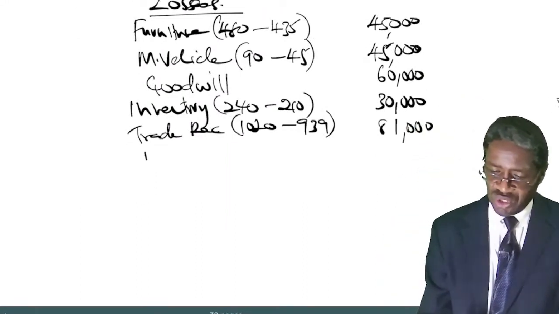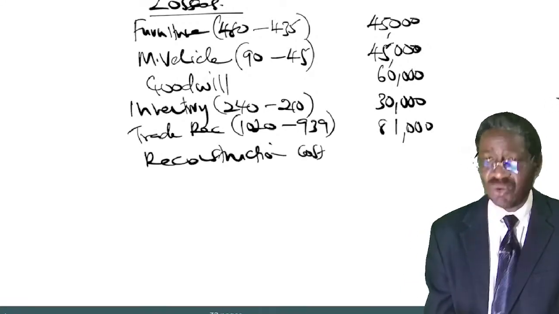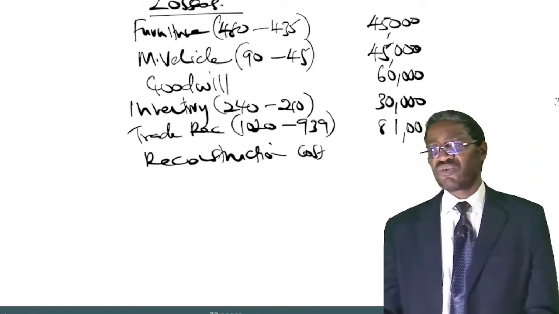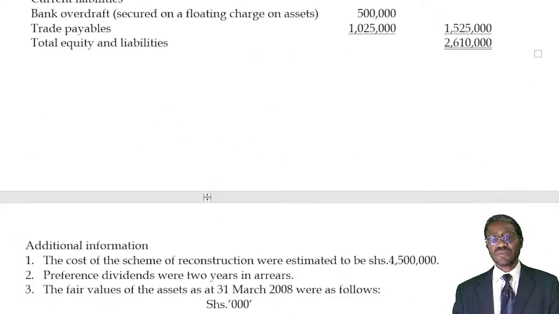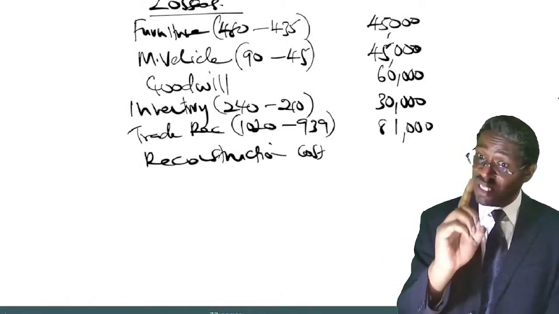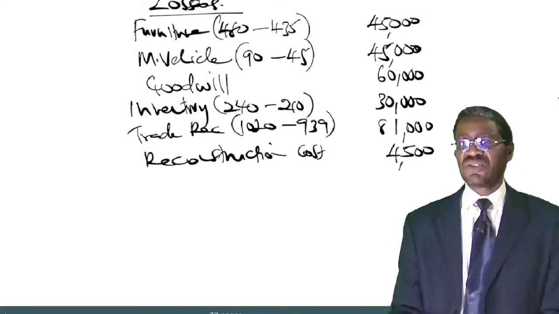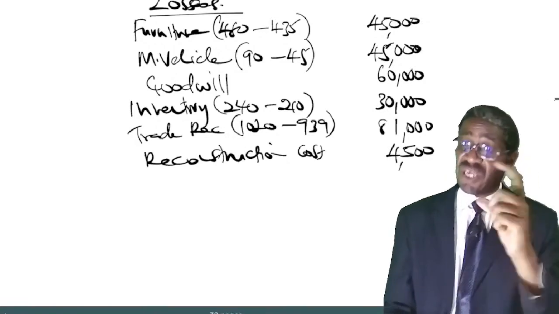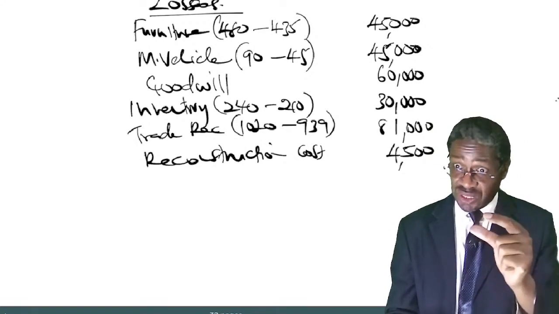One of them is reconstruction cost, which we have already been given under note number 1. Let's go and pick it. From note number 1, we were told that the cost of the scheme of reconstruction was estimated at 4.5 million. Good. I have told you our figures in the balance sheet are already in thousands. So if I put this in thousands, it will be 4,500 to represent 4.5 million, because our balance sheet figures were in thousands. Good.